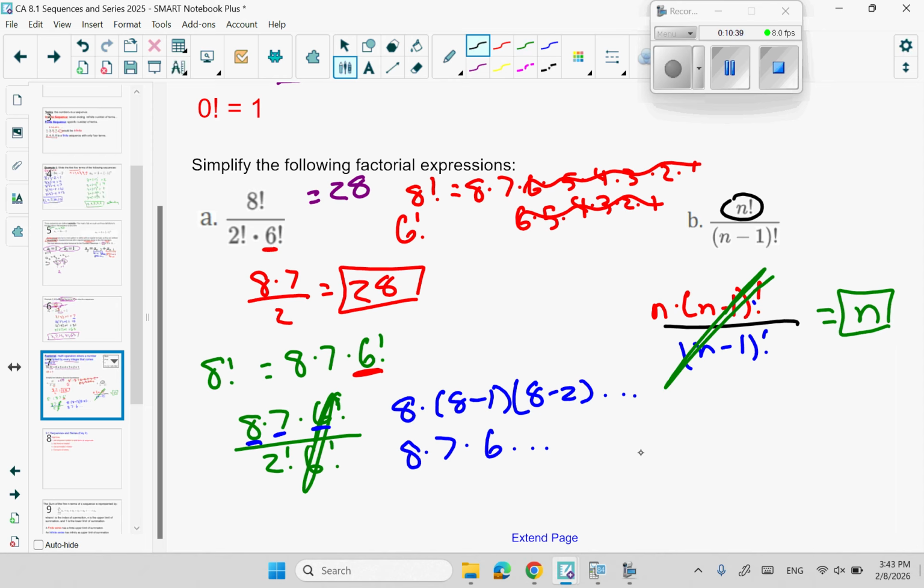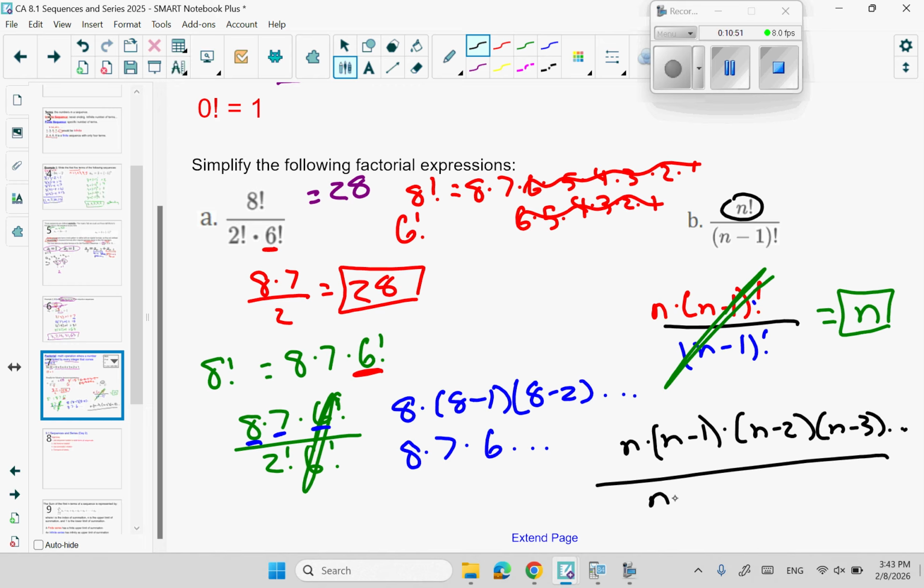Again, if you wanted to see that all written out, n times n minus 1 times n minus 2 times n minus 3, etc., over n minus 1, n minus 2, n minus 3, etc. Again, we're getting the same things. So all these are going to cancel out forever, again, leaving you with just that n.